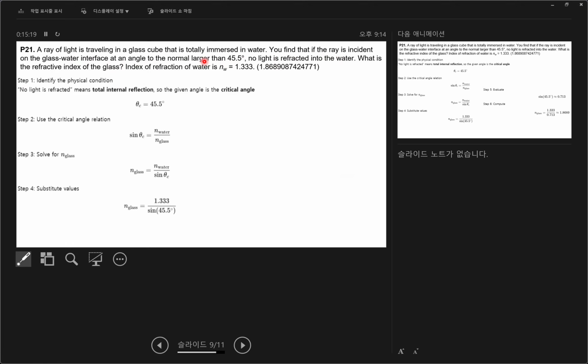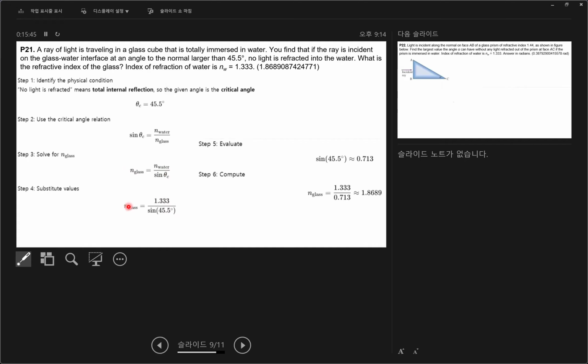So that means there's total internal reflection. And the critical angle is this one, and sine theta c is given by this formula. Then we want to find out what n glass is. You can find it from the given refractive index and the given angles, and then you get the glass refractive index.